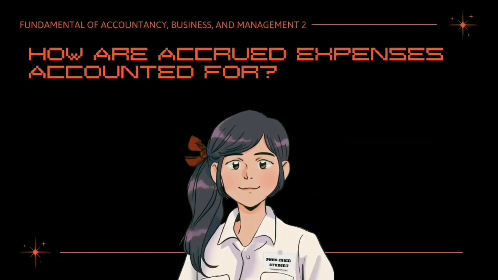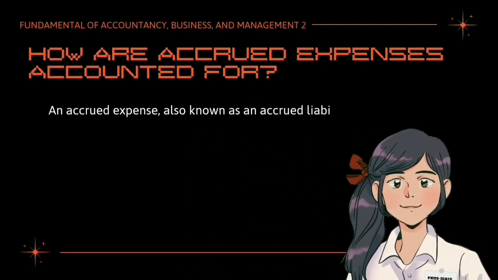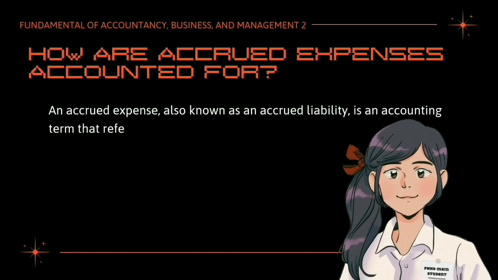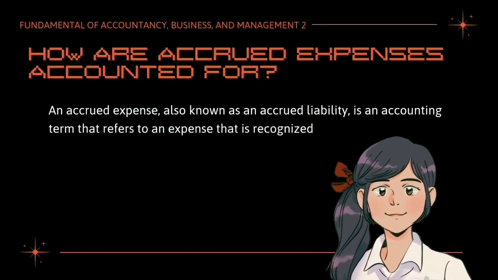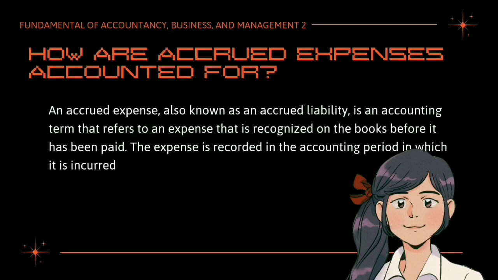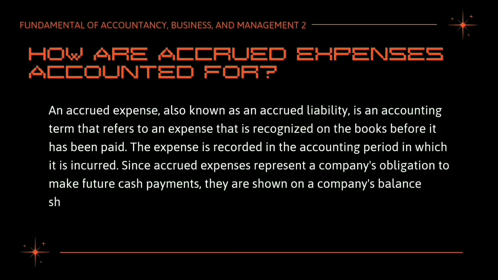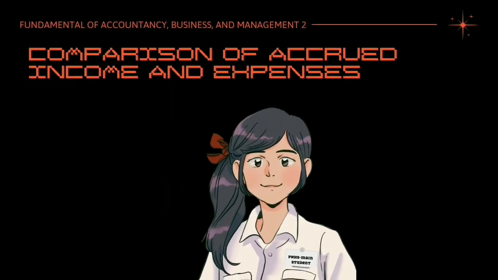How are accrued expenses accounted for? An accrued expense, also known as accrued liability, is an accounting term that refers to an expense that is recognized on the books before it has been paid. The expense is recorded in the accounting period in which it is incurred. Since accrued expenses represent a company's obligation to make future cash payments, they are shown on a company's balance sheet as current liabilities.